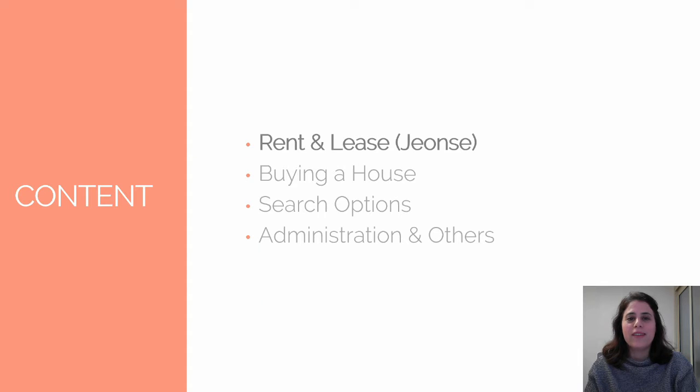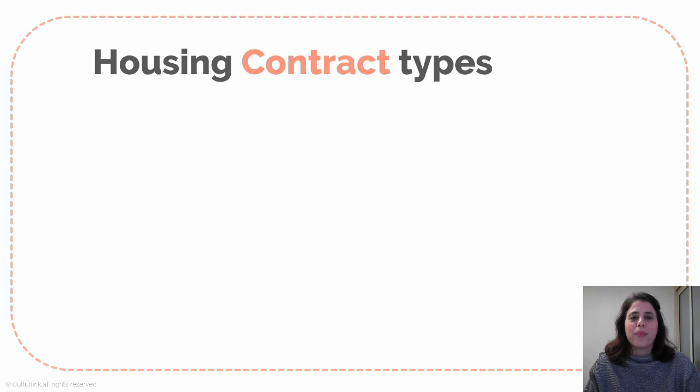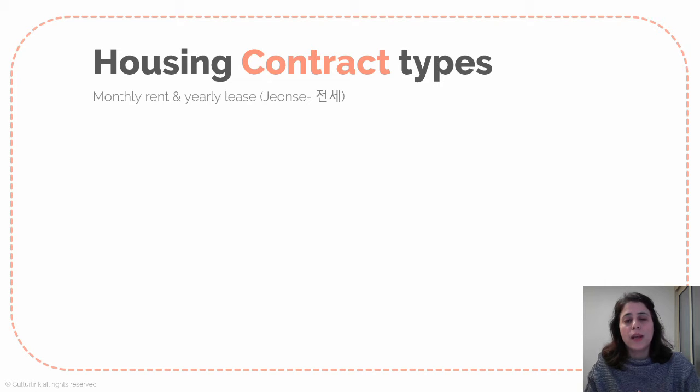And today we will discuss renting and chonse. Let's start. Basically, we have two options to rent a house in Korea. The first will be monthly rent, and the second would be what we call chonse, which is kind of a lease or yearly rent. And we will see a little bit later the difference between those two.